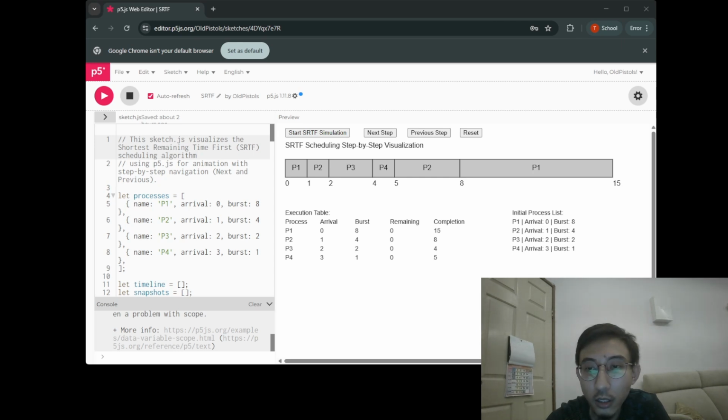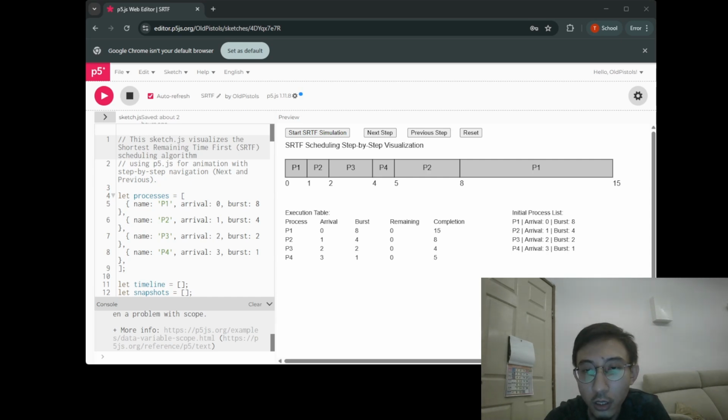You can clearly see the preemption in action as shorter jobs arrive. Here is the final execution table. Each process shows its remaining burst time and the finish time of each process. All processes have been successfully completed.